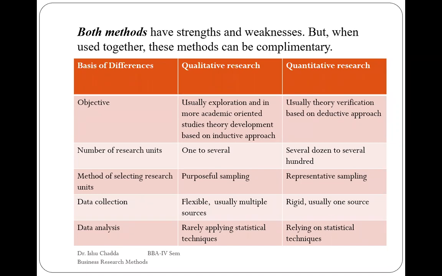Method of selecting research units. Purposeful sampling is for qualitative research, and for quantitative research, representative sampling is used. For qualitative research, the data collection method is flexible, usually with multiple sources. And if we talk about quantitative research, these methods are very rigid and usually have one source. So if we talk about data analysis in qualitative research, applying statistical techniques is rarely done. And in quantitative research, relying on statistical techniques is always the main agenda.